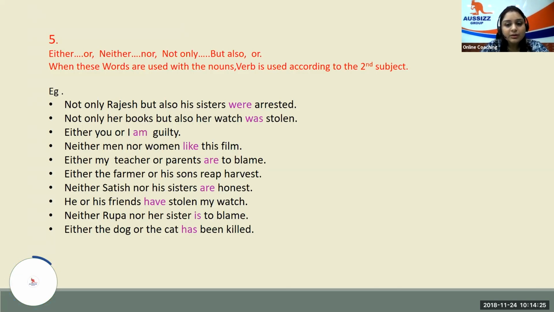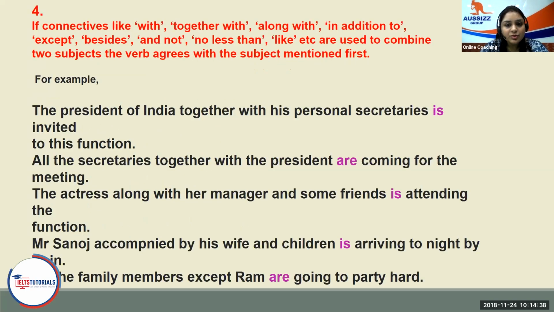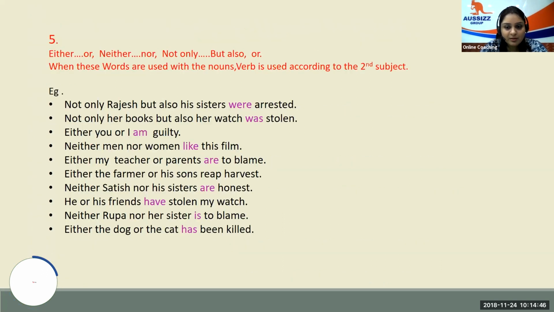But either or, neither nor, these are the couple conjunctions. They are called correlative conjunctions. Always try to use the verb according to subject number 2. It's very simple, dear. I can make you the show for the previous rule, rule number 4. Here, these were the words with which we have to use our verb according to subject number 1. But this is our rule. Here, we have to use the verb according to subject number 2.